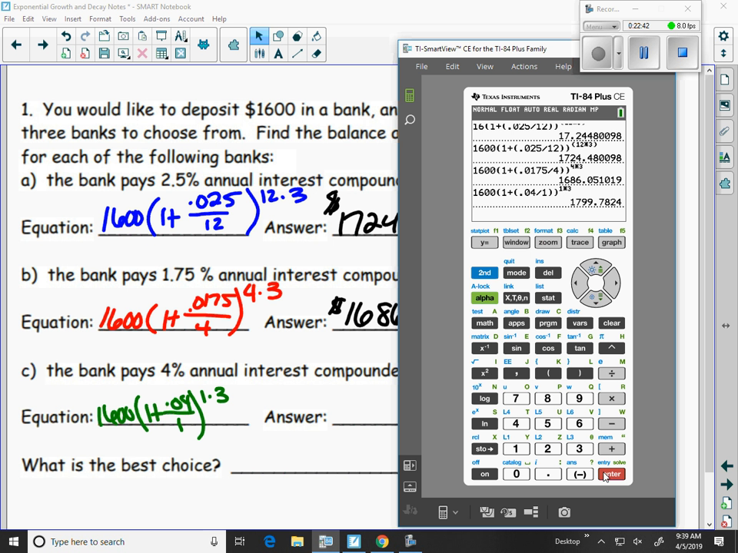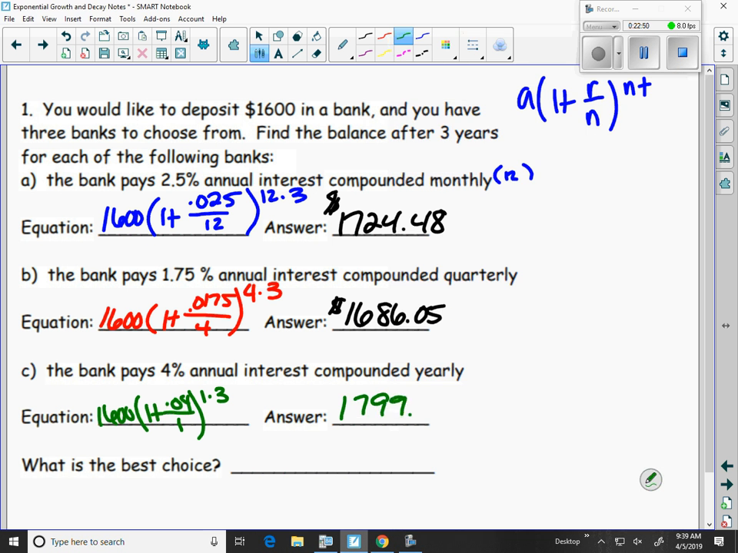All right, and that one's 1799.78. Okay, obviously, which bank would you choose? Bank C. Okay, 4%, it doesn't matter how it's compounded, 4% is pretty good.